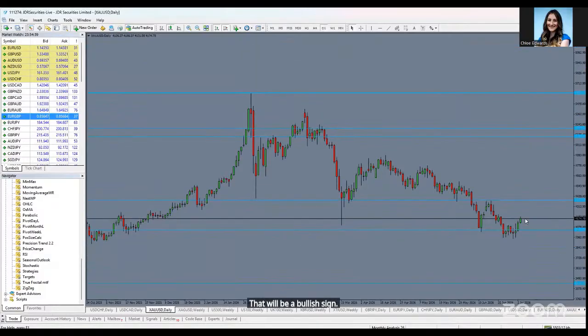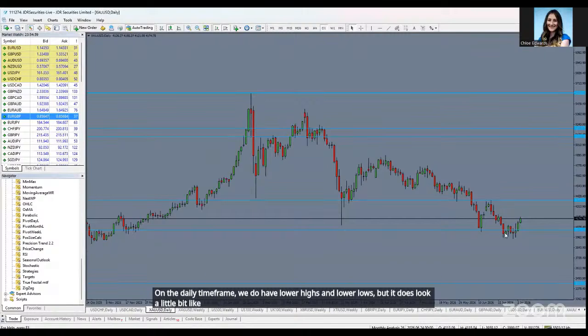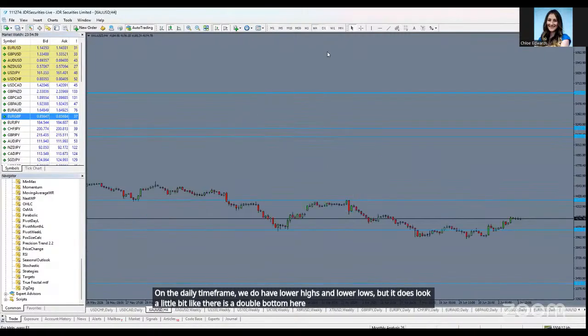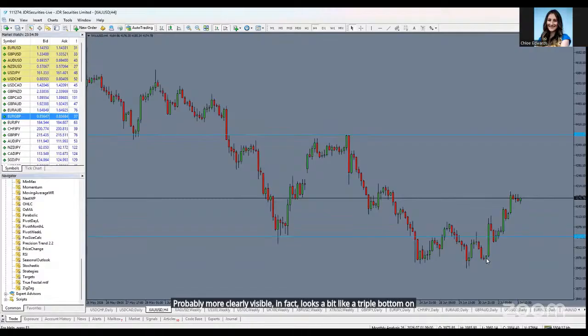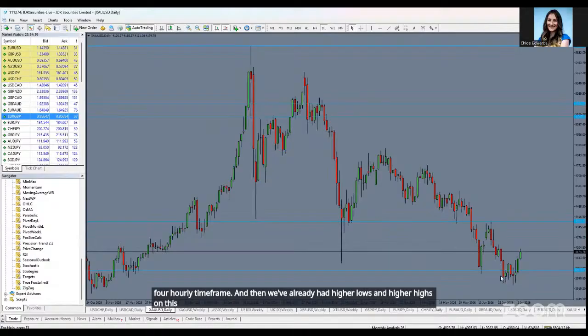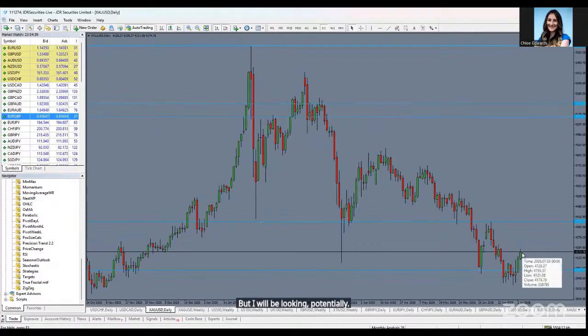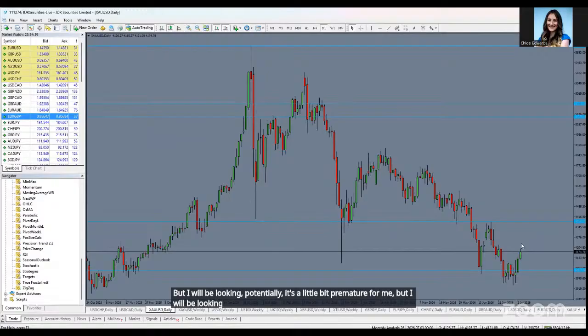On the daily time frame, we do have lower highs and lower lows, but it does look a little bit like there is a double bottom here, probably more clearly visible. In fact, it looks a bit like a triple bottom on the 4-hourly time frame, and then we've already had higher lows and higher highs on this 4-hour time frame. The daily time frame is a little bit less clear, but I will be looking potentially, it's a little bit premature for me, for a real higher low on this daily time frame.